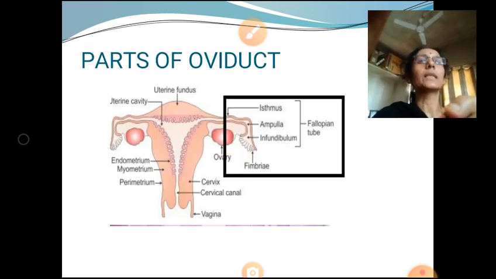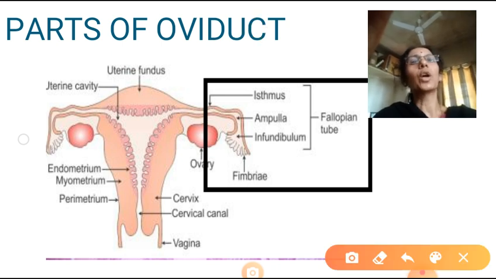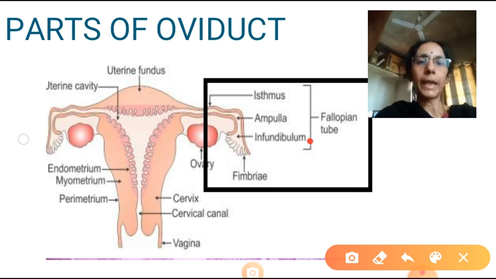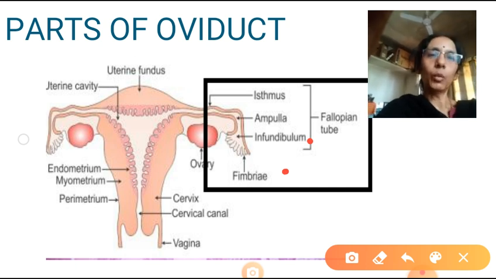So here you can see, this tube is called the fallopian tube or the oviduct. The part of the oviduct that is closer to the ovary is called the infundibulum. At its terminal part you can see finger-like projections called the fimbriae. Now what is the function of the fimbriae? It guides the ovum into the fallopian tube.